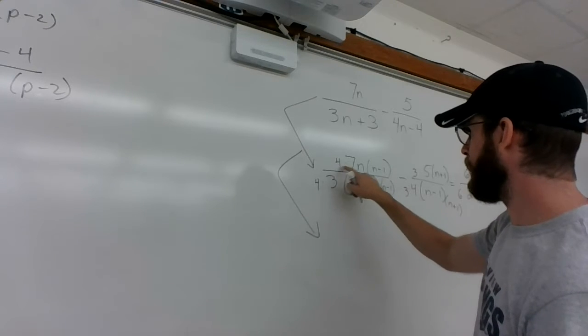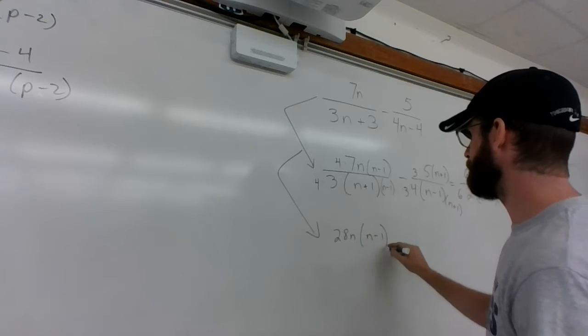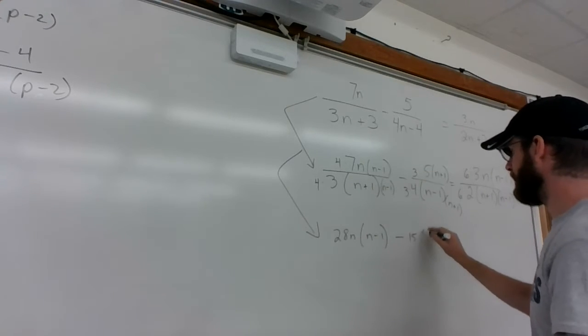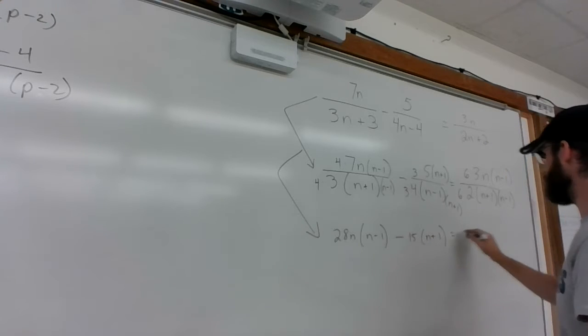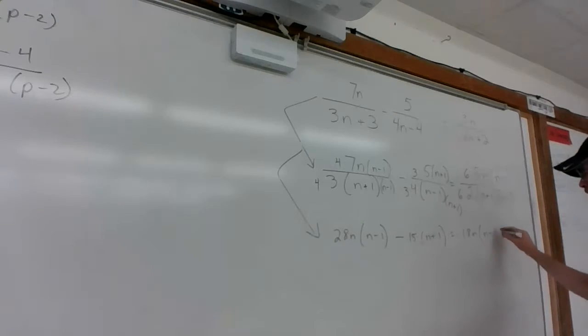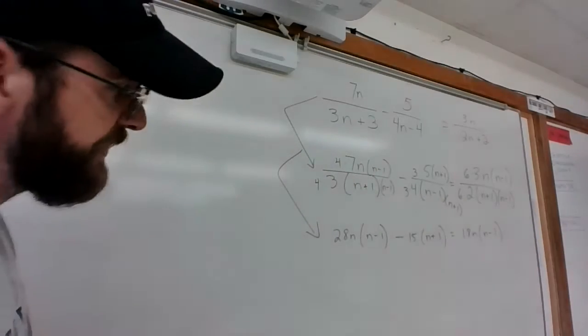So now we got 28n times n minus 1, subtracting 15 times n plus 1, and that's equal to 18n times n minus 1. Use the distributive property to make the parentheses disappear.